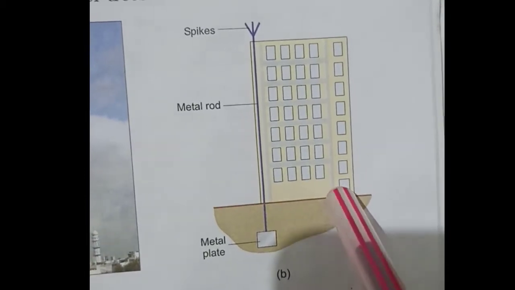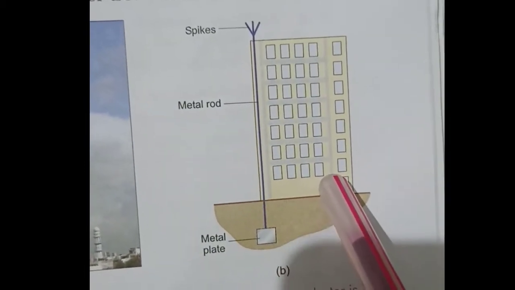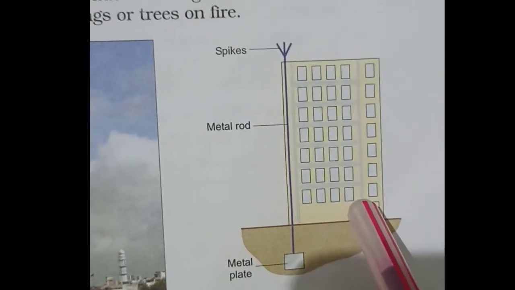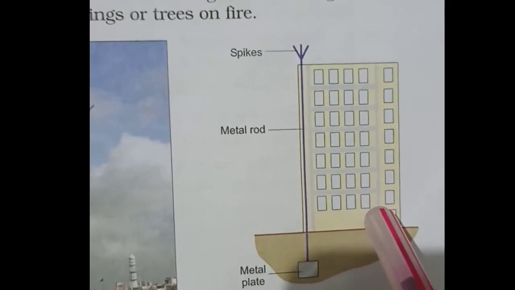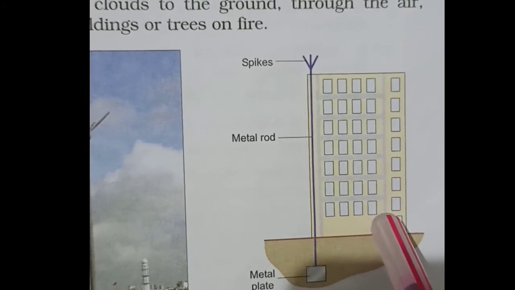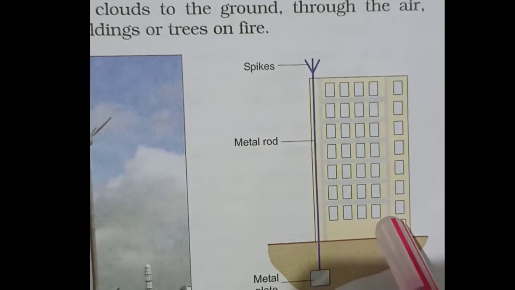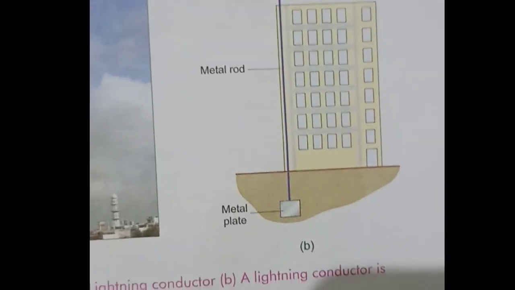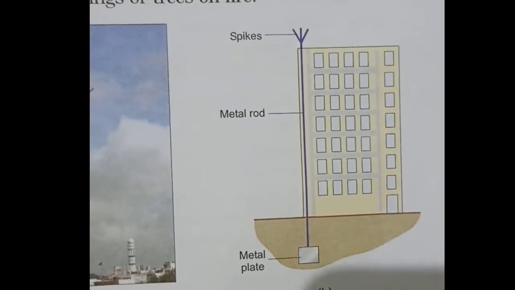So it is usually installed on the top of the buildings, and we are told that whenever lightning and thunder are taking place, we should remain inside our house. If we are out, we should never take shelter under tall trees, because there is more chance of lightning striking tall buildings and trees. So we have to be safe. We have to protect ourselves. We have to take care of all these.